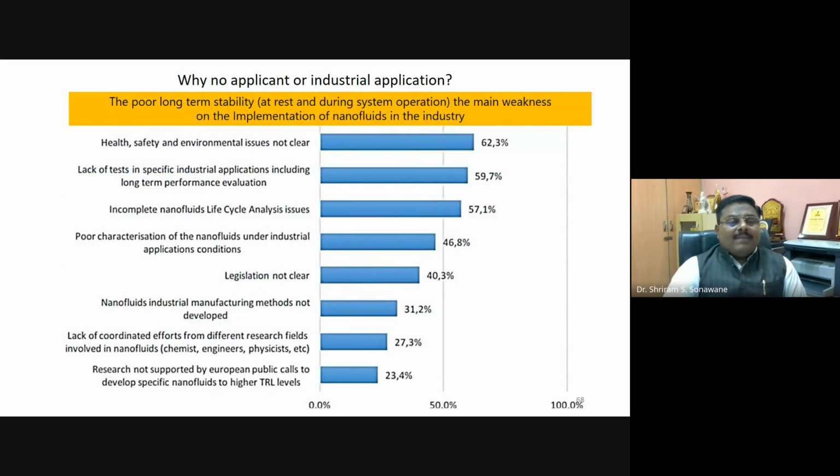So why no applications or limited applications in industry? Because stability is a very important phenomenon as far as the capping agent is concerned.